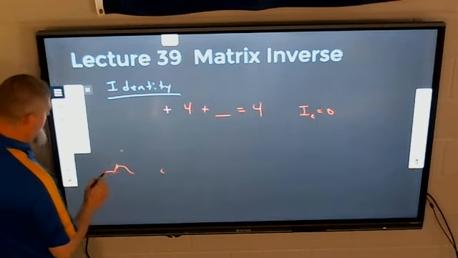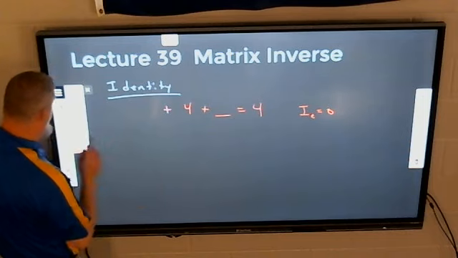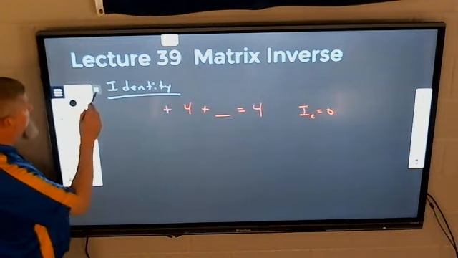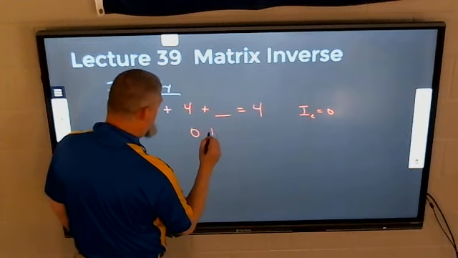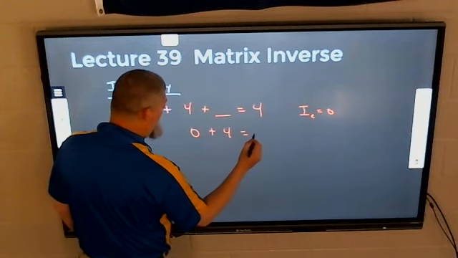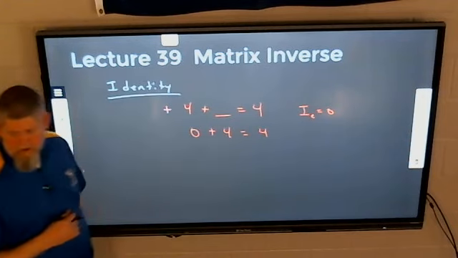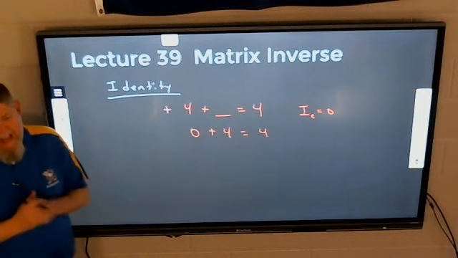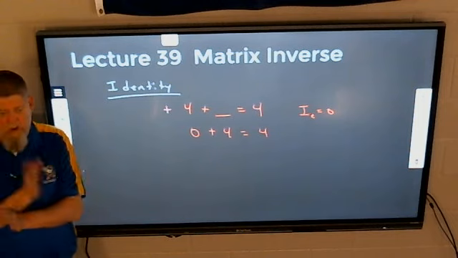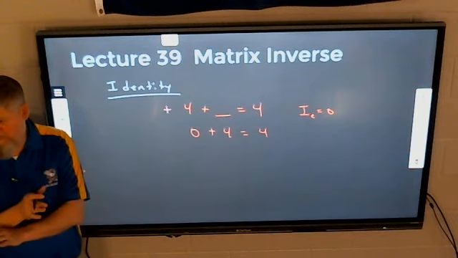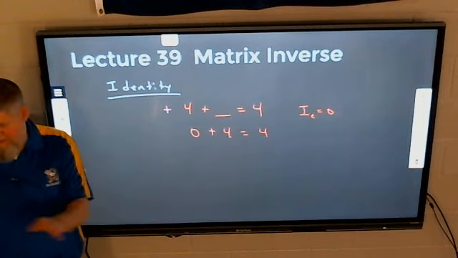Now, here's an interesting thing with addition: even if I reverse it, 0 plus 4, that still equals 4. So addition has identity on the left and on the right. Doesn't matter which way you put them. Make sense? Left and right identity.